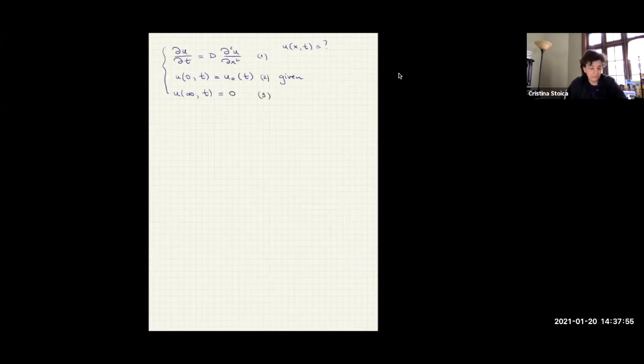So let's write. Okay, so we're talking about du/dt equals D d2u/dx2. So that would be the equation, when we know that u(0,t) equals u0(t). So this is given, okay? And then at infinity, this is 0, okay? So I'm going to call these equations 1, 2, and 3 because we're going to need them later, okay?